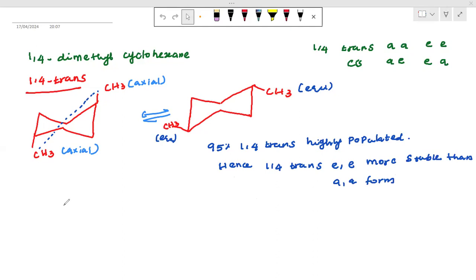This is the highlighted point. Next point is the 1,4 cis form.